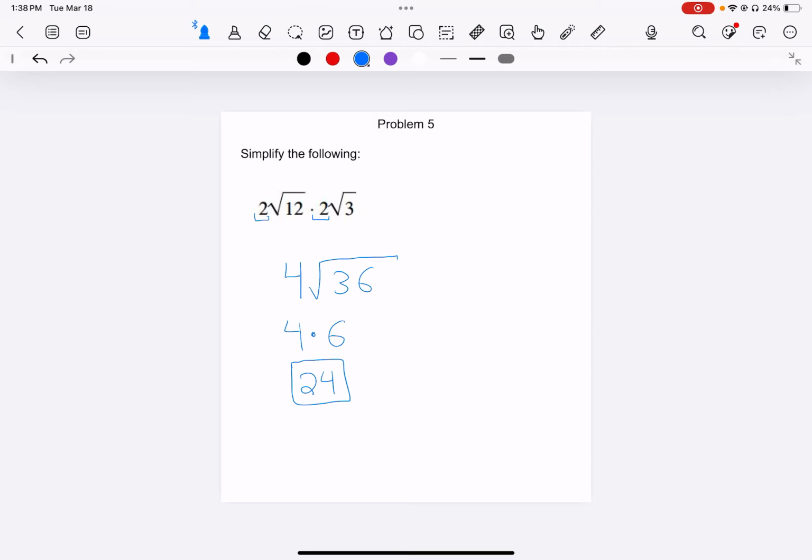So even though I started out with 2 radicals, when I simplified it, I was able to get rid of my radicals altogether.